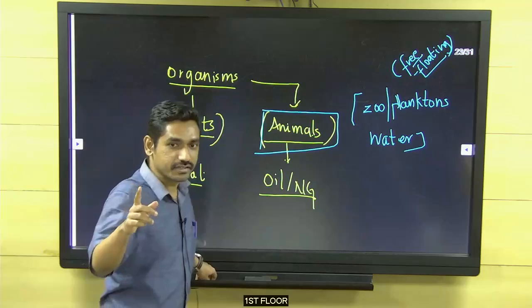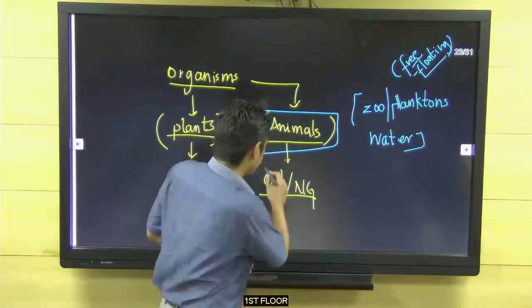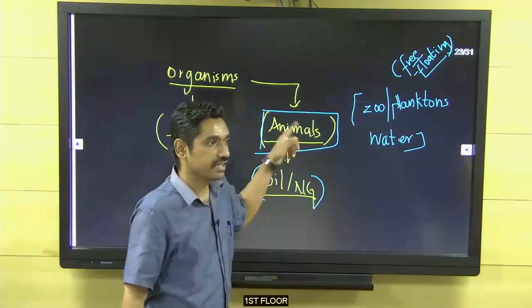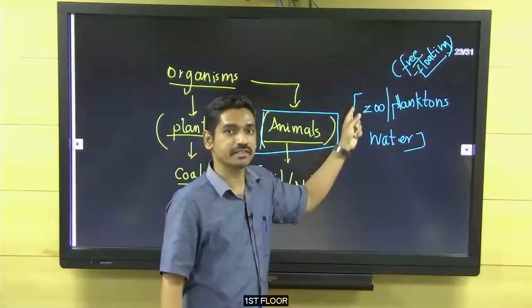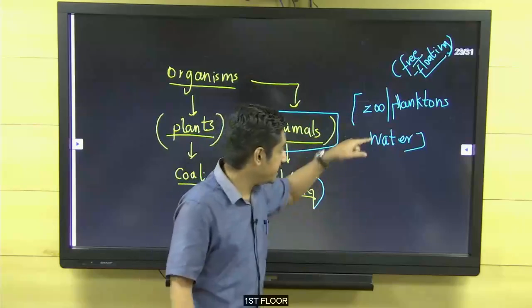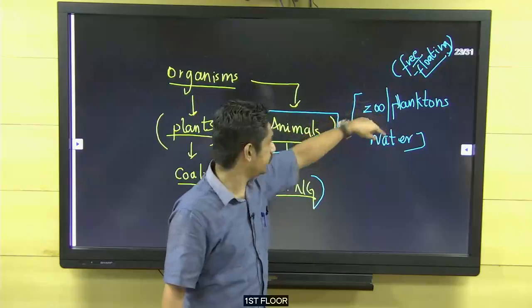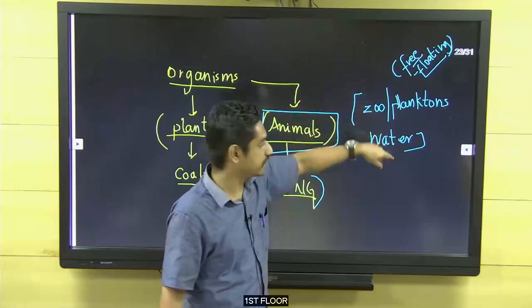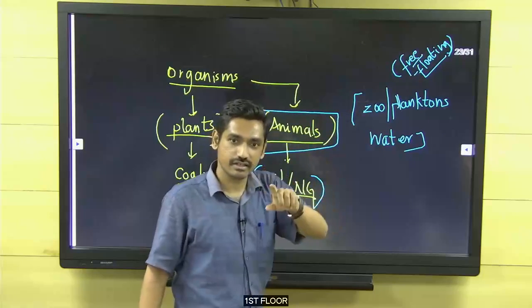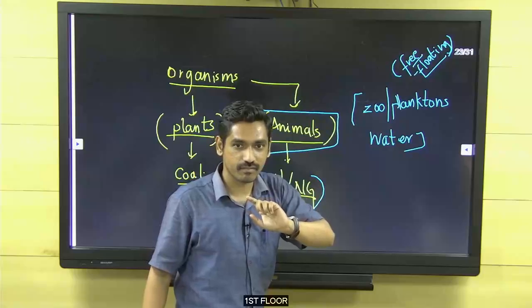So the idea is this. Look at this interesting part. If you need oil and natural gas, you need animals. The animals are zooplanktons. The zooplanktons live in water, which means if you need oil and natural gas, you will need water. Without water, you cannot form oil and natural gas because the organisms live in water. You got the link? Fine.